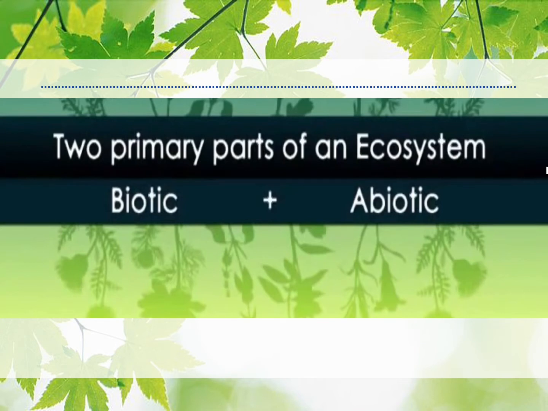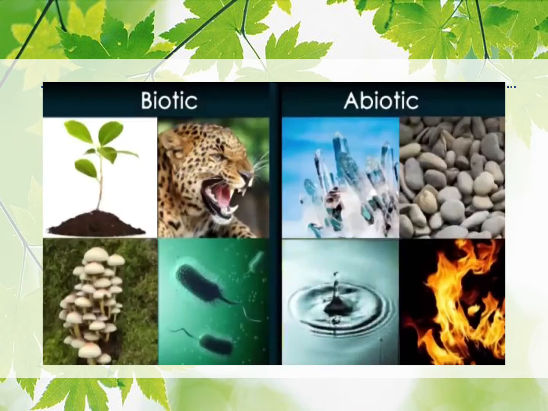There are two parts of an ecosystem, which are biotic and abiotic. Biotic means living, abiotic means non-living. So you know already, plants, animals, bacteria, viruses all come under the living. And abiotic or non-living things are water, stone, fire, rocks, whatever is not living.